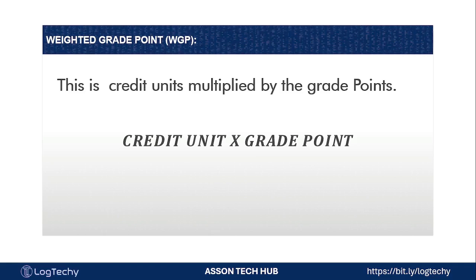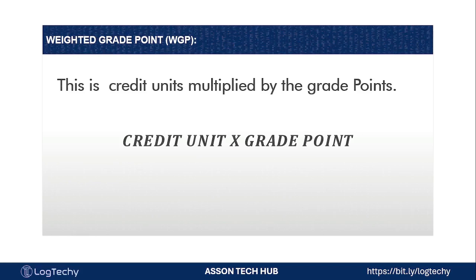WGP is weighted grade point, and the weighted grade point is gotten by multiplying the credit unit by the grade point. How do you get the grade point? Credit unit comes alongside with the course already, but the grade point comes from your score. The credit unit is the number of hours that you spent on that course, while the grade point is the point for your score.